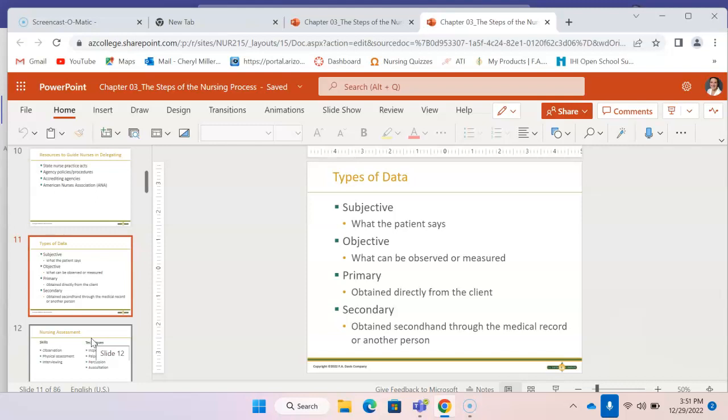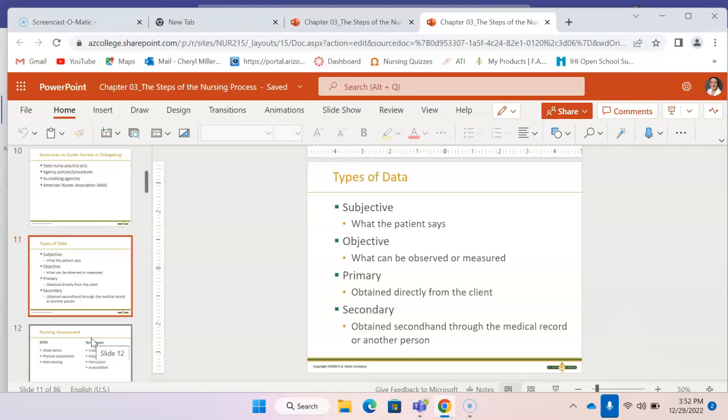Primary, obtained directly from the patient. The patient told you, "I'm in pain." Secondary would be something secondhand through the medical chart or through another person. So, if the patient is comatose and they have their toes curled, and the daughter says to you, "I think dad's in pain, look at him," that's secondary information. Primary from the patient, secondary, tertiary from other people.